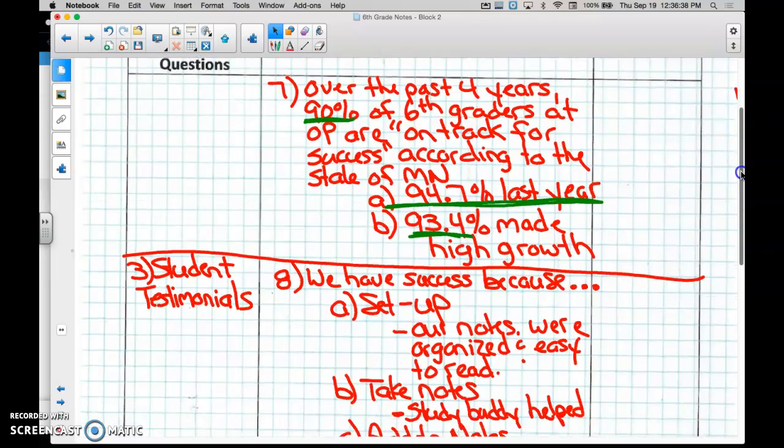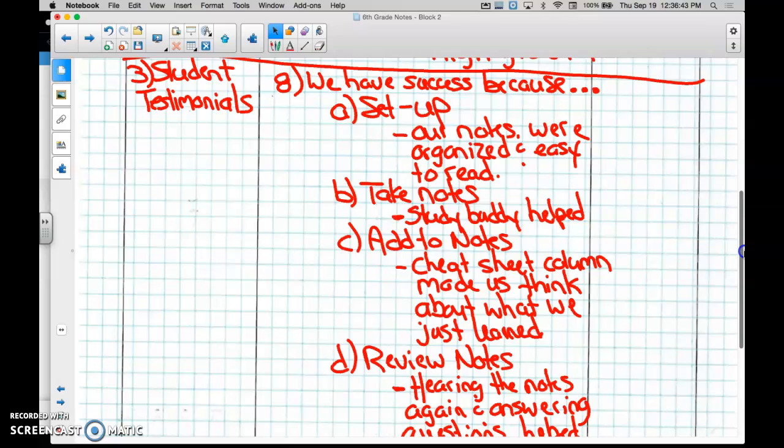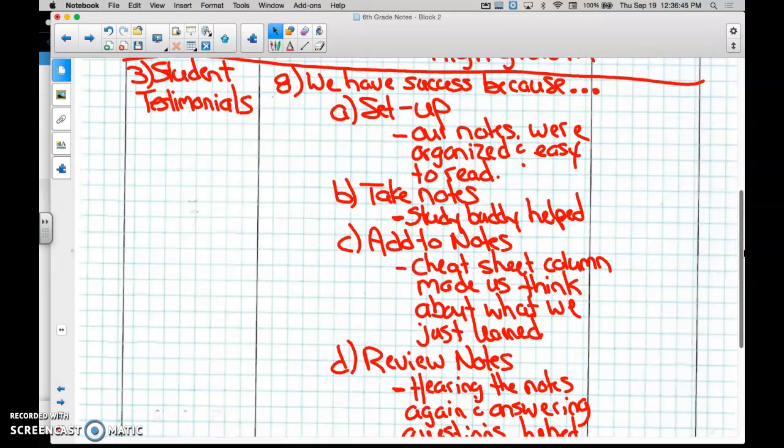And then I asked my kids at the end of last year, why are you having so much success? Why are you guys doing so well? And they said the way we set up our notes using 3 columns makes it easy to read and organize, right? Yeah. Okay, and then when we take our notes using our study buddy, even if we're better at math than our study buddy, it helps. And even if our study buddy's better at math than us, it helps. Yes, no? Yes.